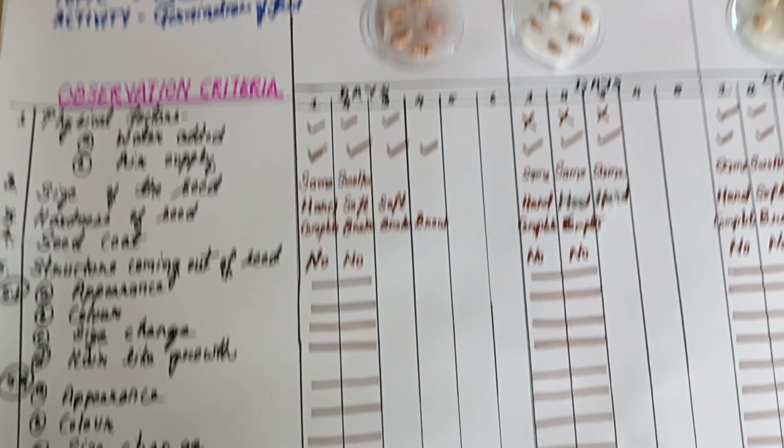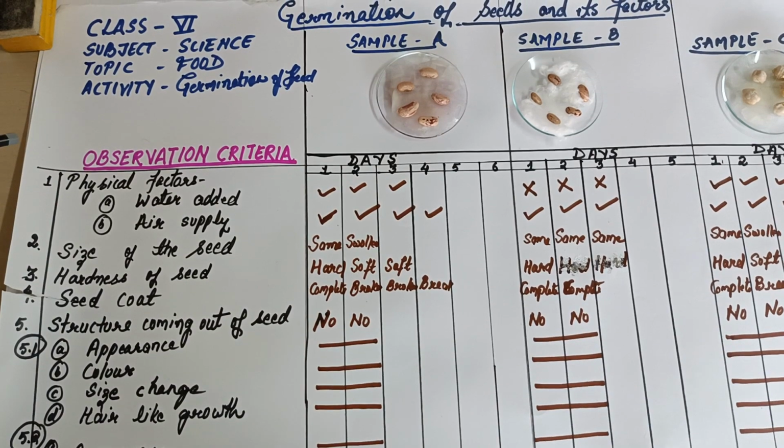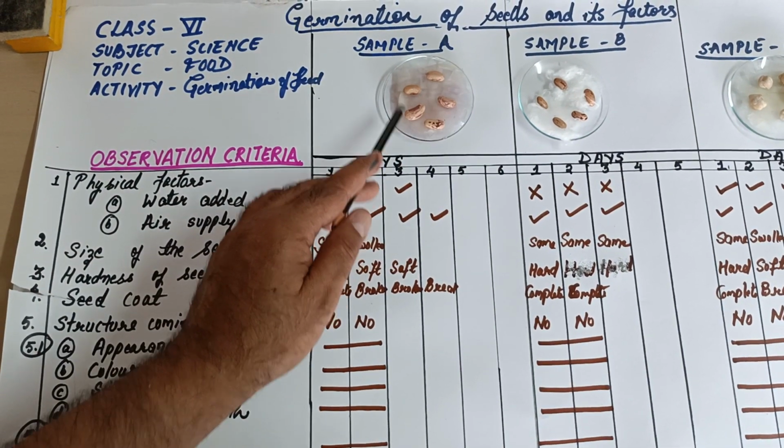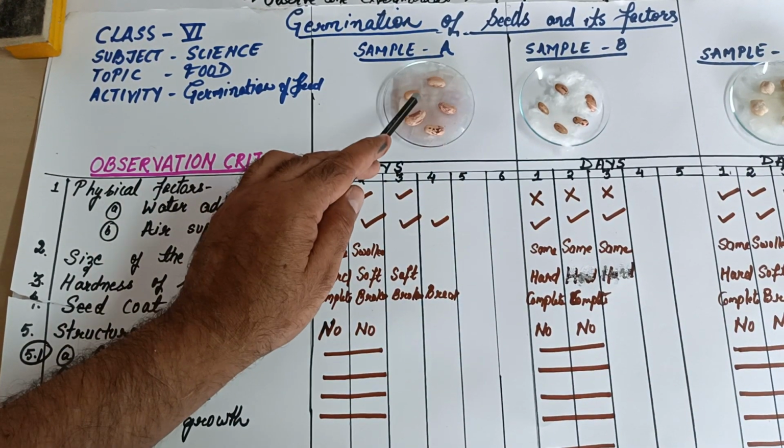So this was our sample. We already know about it. Sample A and sample B. We'll be focusing on sample A and sample B, which is kidney beans, 5 seeds on each side. We have set up the experiment.